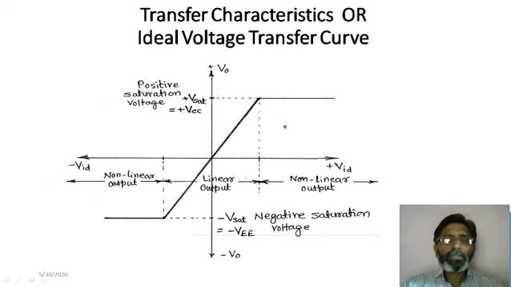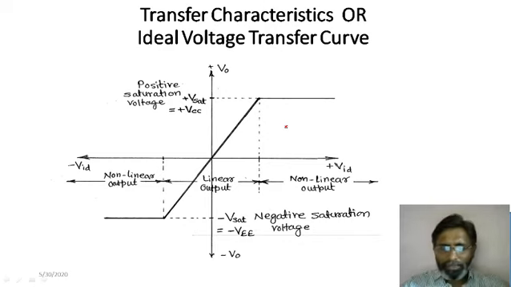Then next is the characteristics of this op amp. It is also known as transfer characteristics of the op amp, or the ideal voltage transfer curve, because op amp is a voltage amplifier. So it transfers the voltage from input to the output, and while transferring it amplifies it. That's why we call it the voltage transfer curve, or the transfer characteristics, which basically indicates how the input signal is transferred to the output by the op amp.